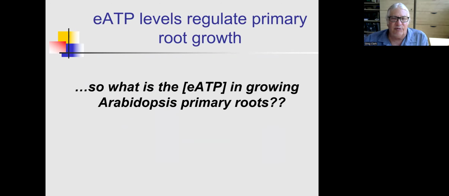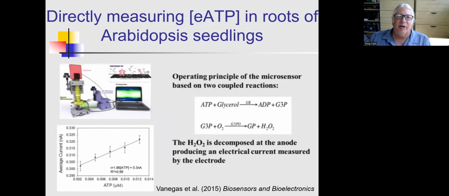In order to answer this question, we collaborated with engineers at the University of Florida who designed a microelectrode, or a microsensor, that could measure extracellular ATP outside of roots of Arabidopsis seedlings. This microelectrode was about 1 micrometer in diameter at the tip, and it worked based on coupling two enzymatic reactions that produced H2O2 that was decomposed at the anode and produced an electrical current that could be measured by an electrode and then converted into extracellular ATP concentration.